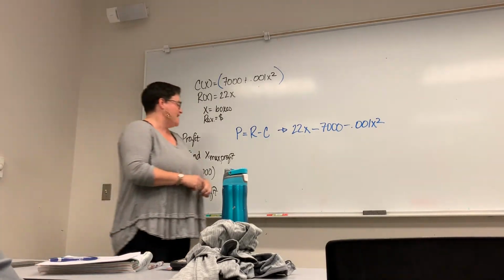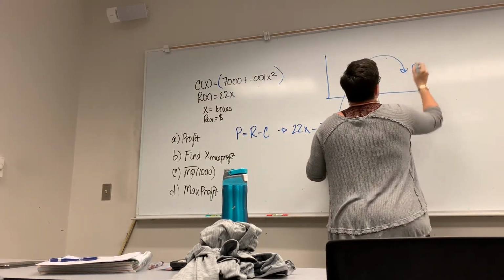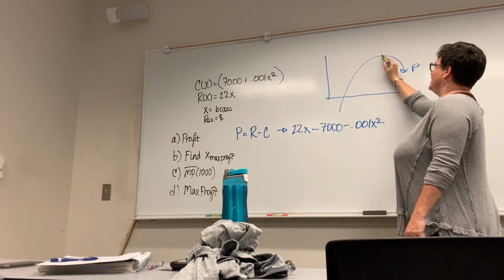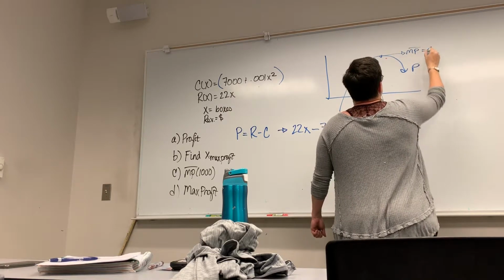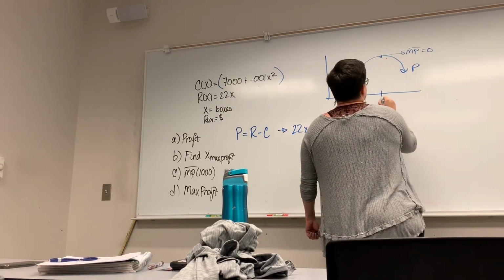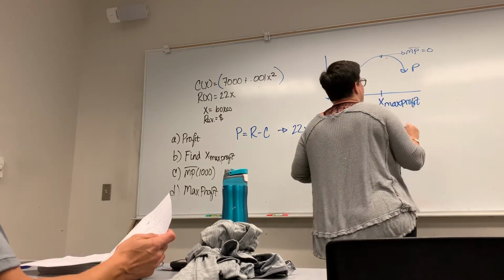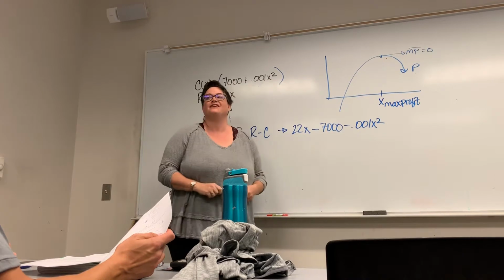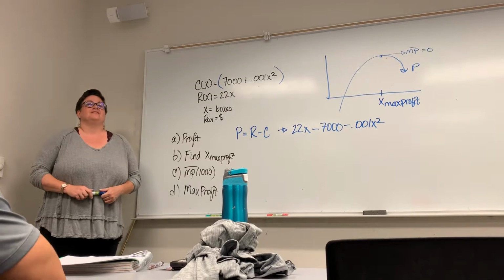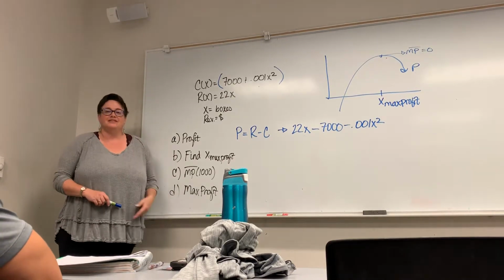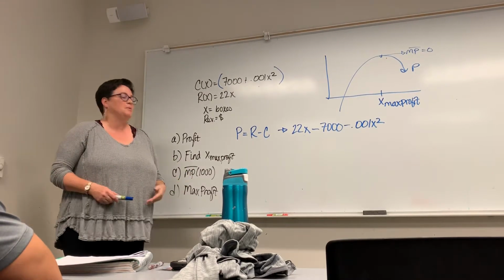Find X that gives you max profit. Here's profit. Where's max profit, guys? Here. What's special about that spot? Slope is 0. This looks really familiar, doesn't it? So you're going to take the derivative, set it equal to 0, and solve for X. You guys are starting to learn that this is the same thing over and over and over again. You take the relevant derivative, you set it equal to 0, you solve for X, you plug that X back into the relevant function to get your maximum or your minimum.